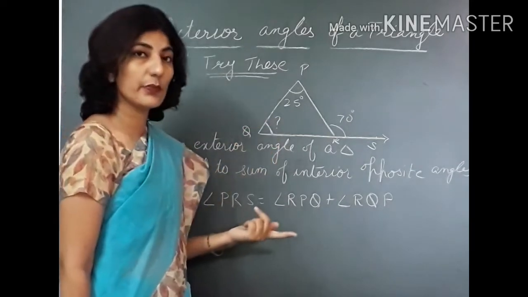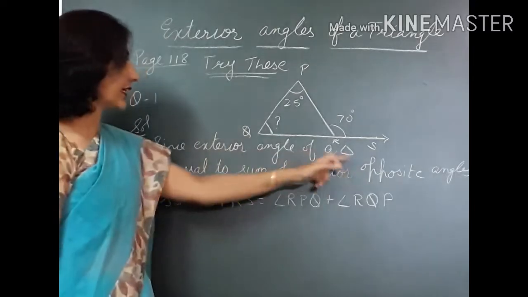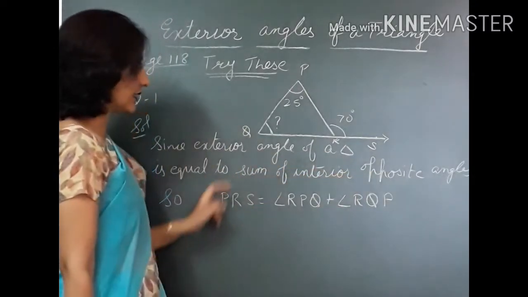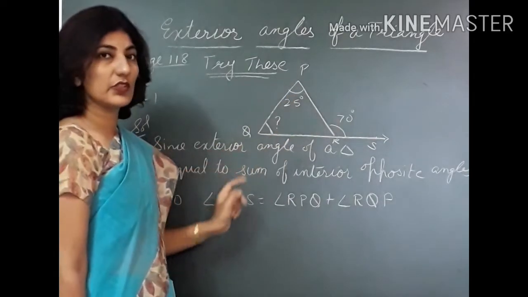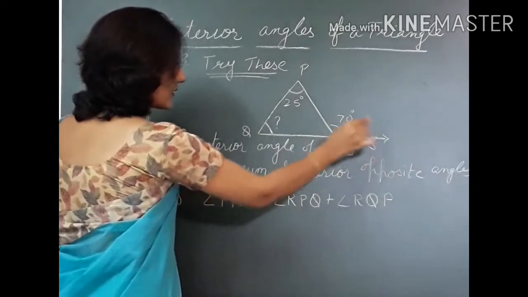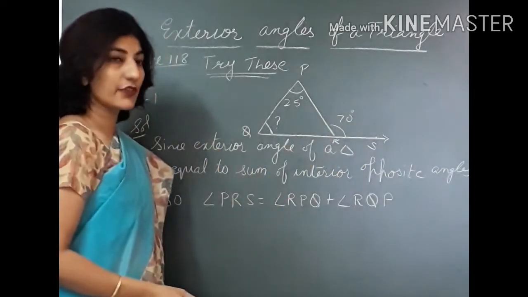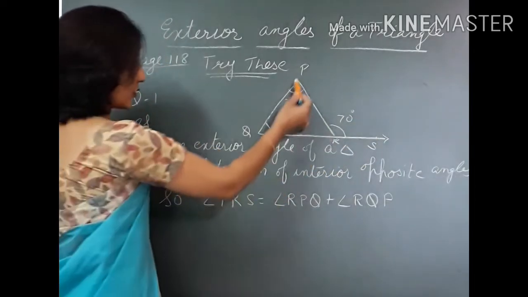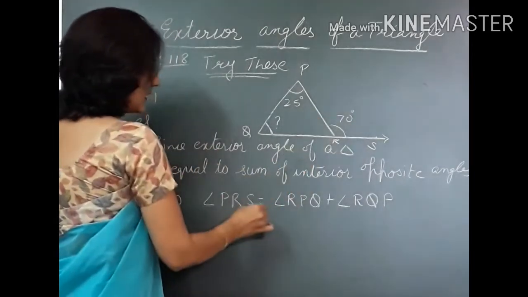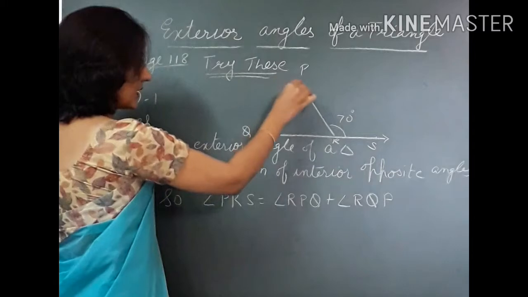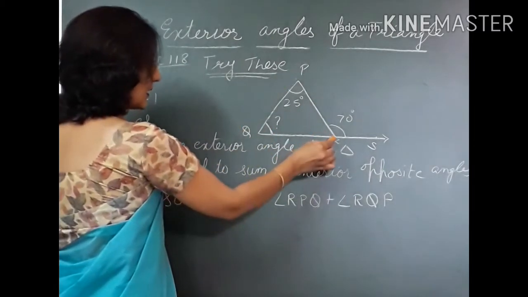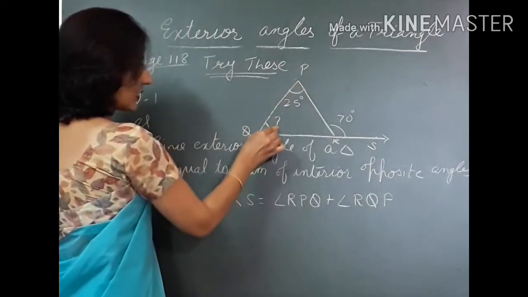So here we will use the property: since the exterior angle of a triangle is equal to the sum of interior opposite angles. See, in the book they have not named this triangle. I have named this triangle as PQR and this as S. So it will become easy for us to write the relation here. So angle PRS, the exterior angle, is equal to angle RPQ, which I have written here, plus angle RQP. So this angle you have to find.